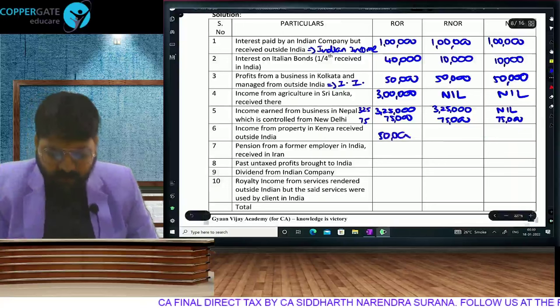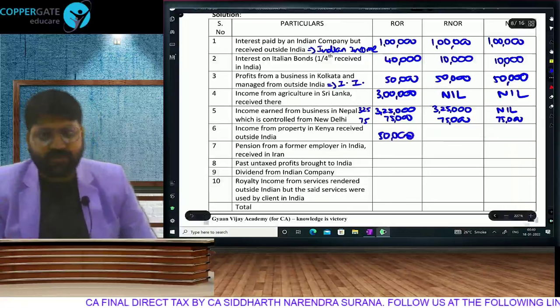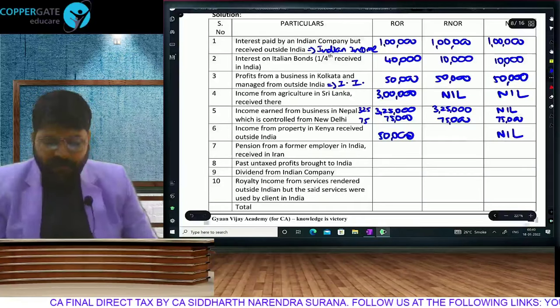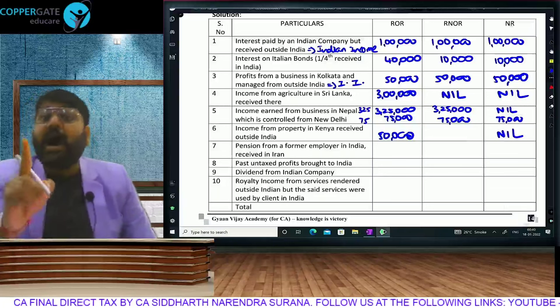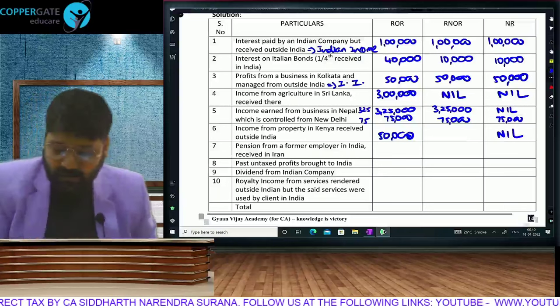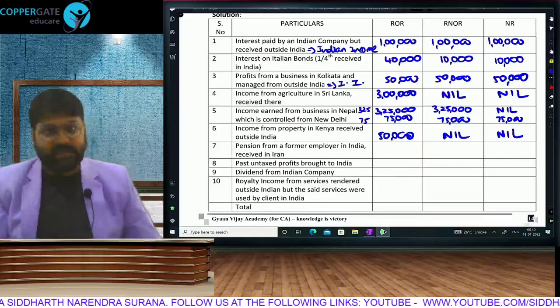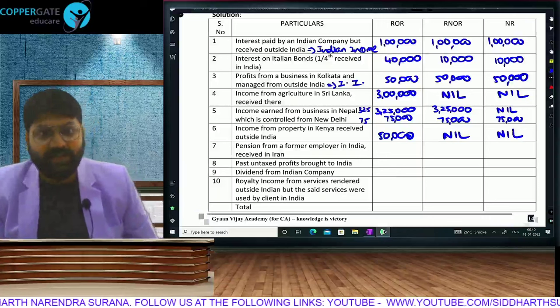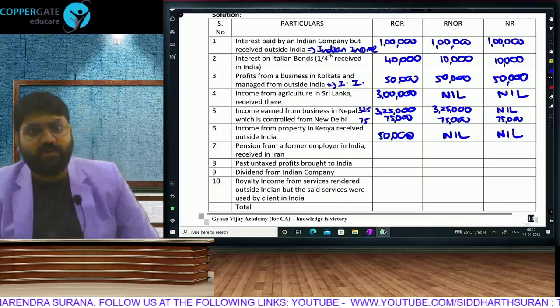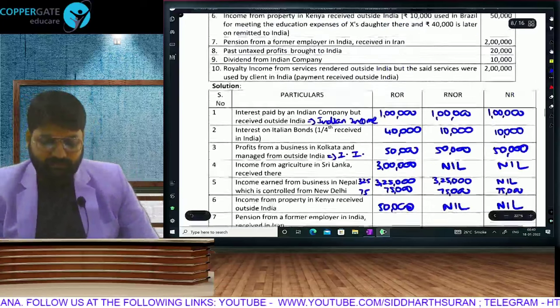50, because he has to pay tax on everything. Pay attention. Easy. He has to pay tax on everything. Foreign income non-resident will not pay tax. RNOR will pay tax only if? Which is not the case. Only that 325 was a case where it was controlled from Delhi. And thus this is going to be zero. Yes or no? Next, income.